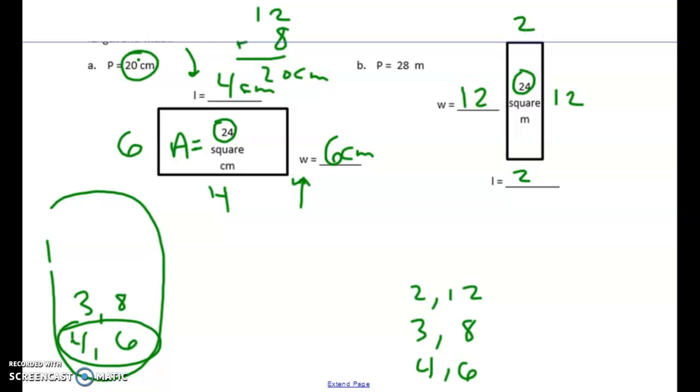2 is on top. 12 plus 12 is 24. 2 plus 2 is 4. 24 plus 4 is equal to 28. That is our perimeter. Remember to label your widths and your lengths. And that is how you find area and perimeter of unknown lengths and widths.